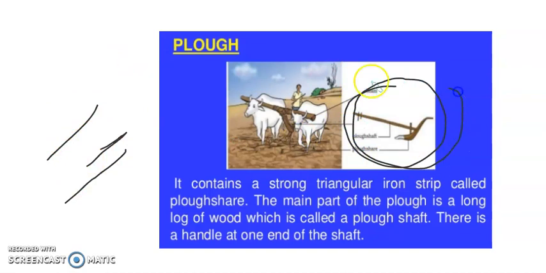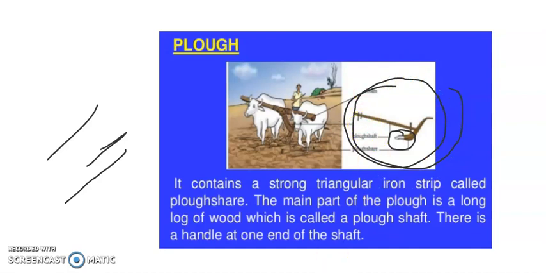This is the instrument that we use to plow the field, and in this, as you can see here, there is an iron part over here. This part is known as the plowshare, and the stick here is known as the plow shaft. So this is a plow that is used to plow a field.